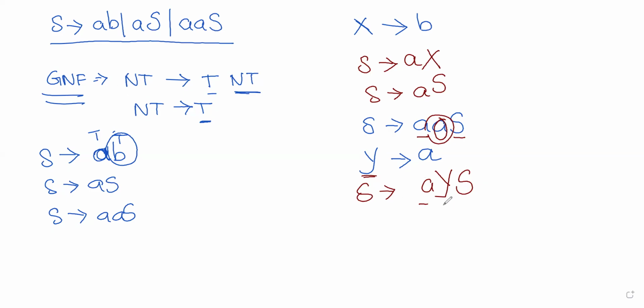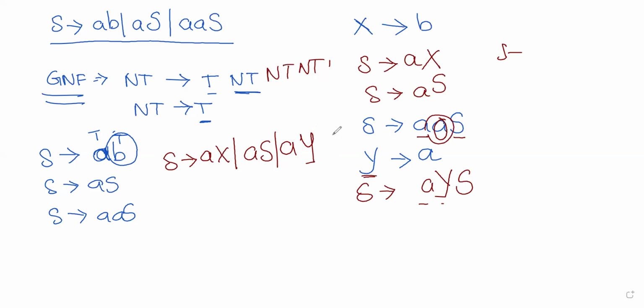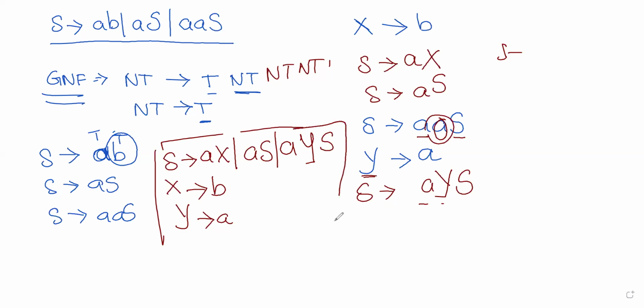It starts with a terminal. It can have any number of non-terminals, but there should be no terminal in between. So I have made it in that format. Initially I had it this way, and now my updated production will be AX, AS, and AY. And now I have created two variables, X gives b and Y gives a. So this is my updated, proper GNF. It is following the format.